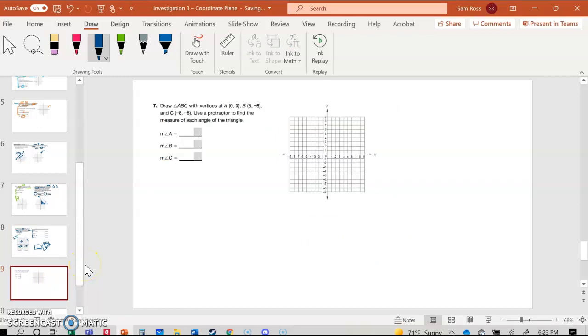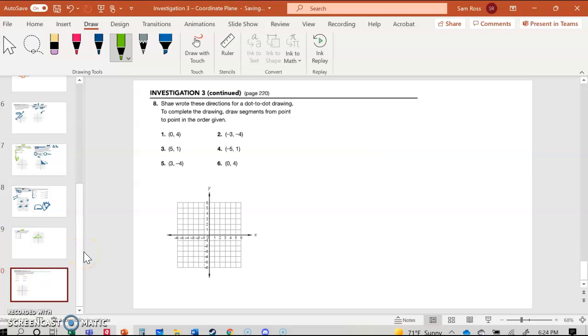Number 7, you're going to draw a triangle ABC, with corners or vertices at A, B, and C. And then you're going to use a protractor to find the measure of each angle. So the first thing you want to do is draw your triangle over here, whatever it looks like, I'm not sure. And then you're going to find the measure of each angle.